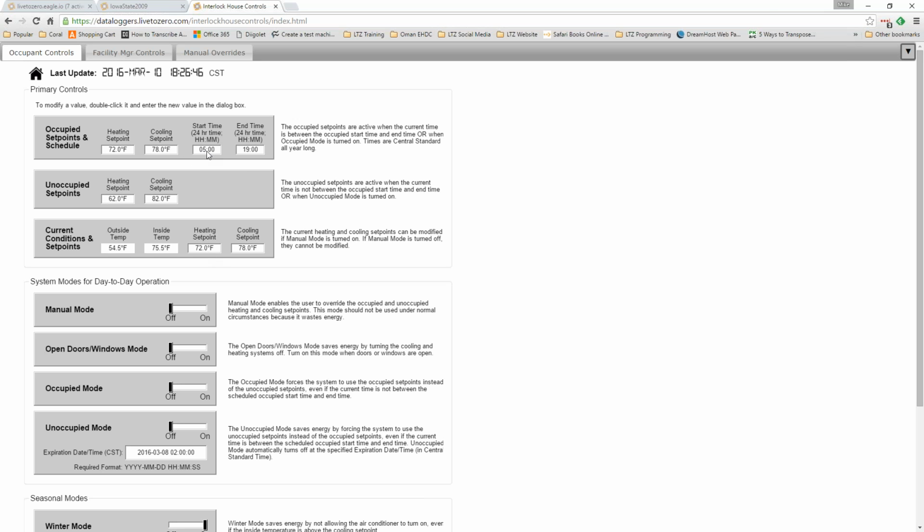So we're saying here that at 5 a.m. the building is occupied and we want to use the occupied set points, which is 72. And then after 7 p.m., we're saying the building is unoccupied and therefore we can go down to 62.